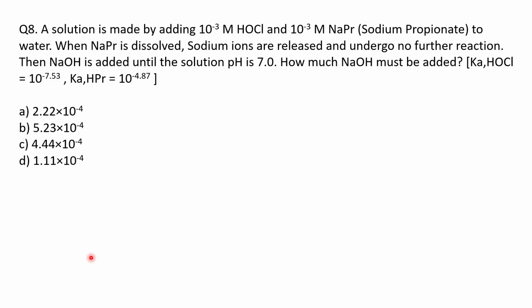Question number 8 is, a solution is made by adding 10 raised to power minus 3 molar HOCl and 10 raised to power minus 3 molar NaPr to the water. When NaPr is dissolved, sodium ions are released and undergo no further reaction. Then NaOH is added until the solution pH is 7. How much NaOH must be added? Okay, please try to find the solution for this question. Then we'll see the solution in a while.